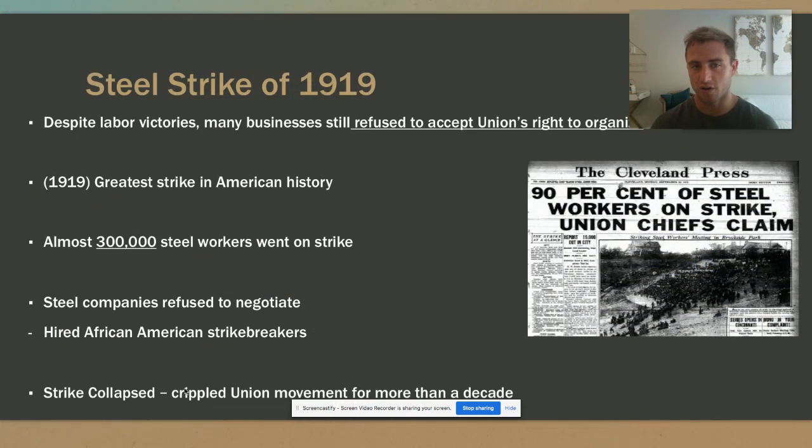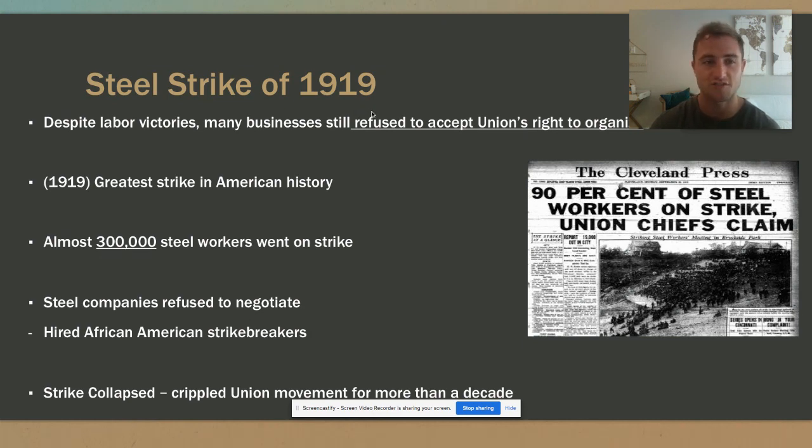The Steel Strike. Now, notice the date, 1919. So we are right after the war here, and this is where we see the biggest strike in American history. People largely kept striking or stopped striking during the war, but as soon as the war ends, this is our biggest strike in American history.